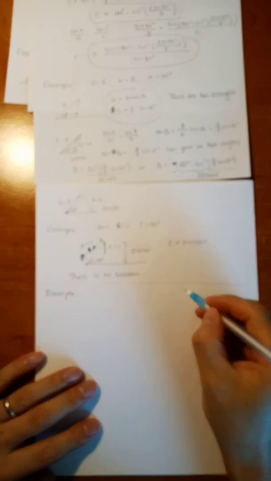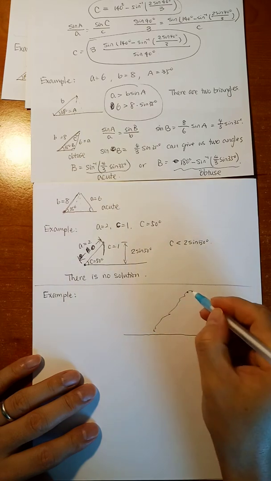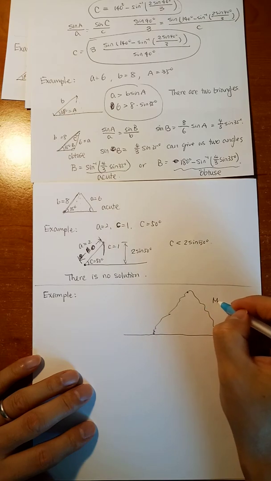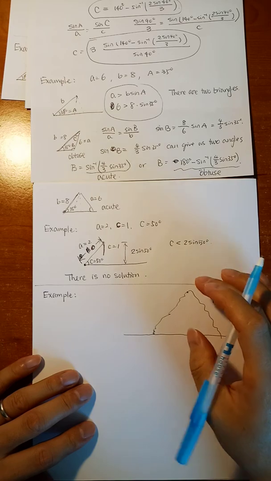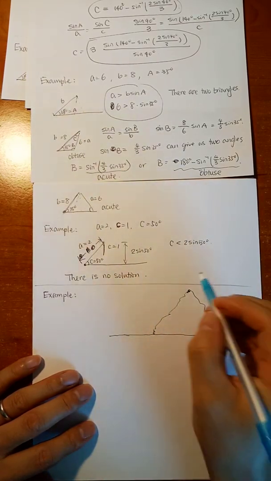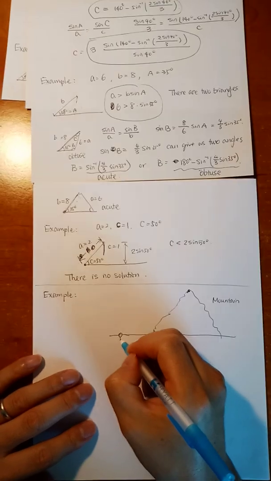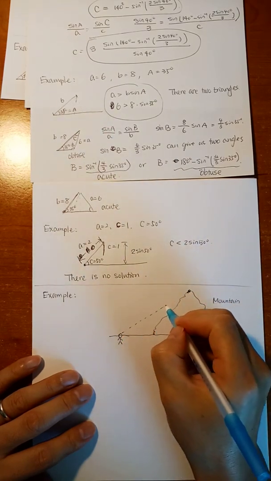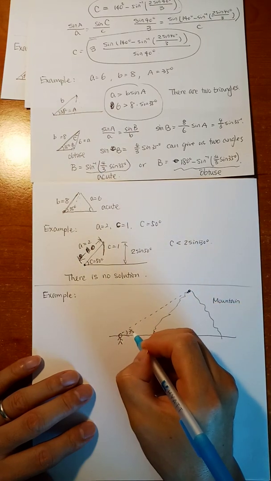Okay, so now we have a mountain. We want to measure the height. So we do the following trick. First, a person stands here, and then the person looks at the peak of the mountain. There is an angle. It's 35 degrees.